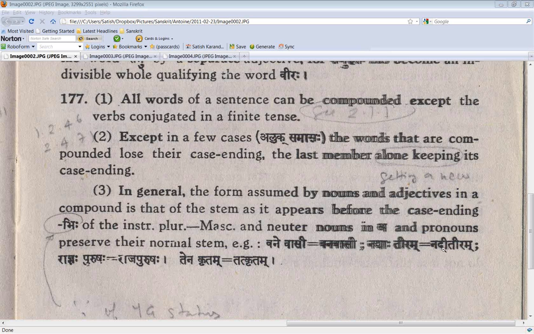Then he says nadya stiram. Satish ji, yes. What is aluk samasa? We'll come to that. Aluk is coming on the next page. So we'll come to that. Aluk means that the sup does not take luk.